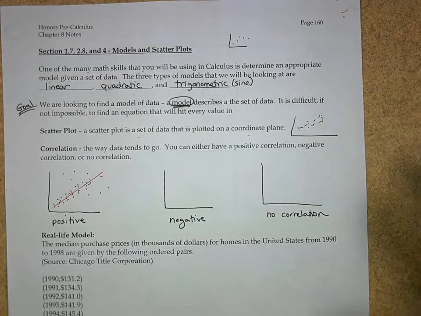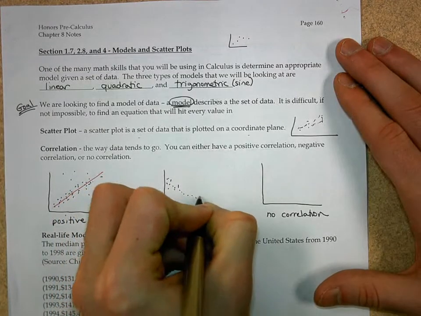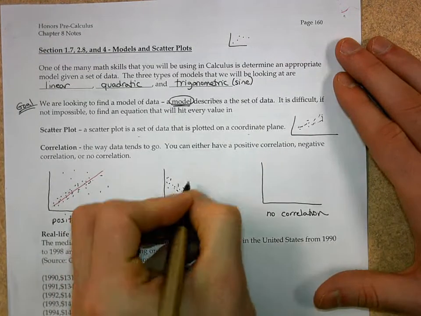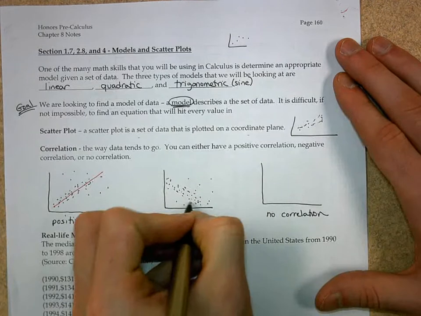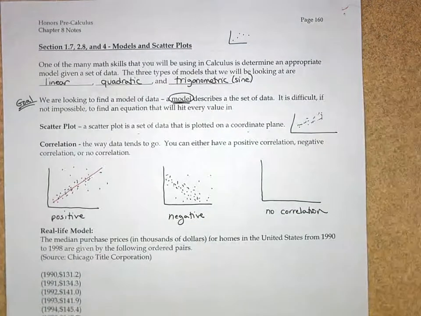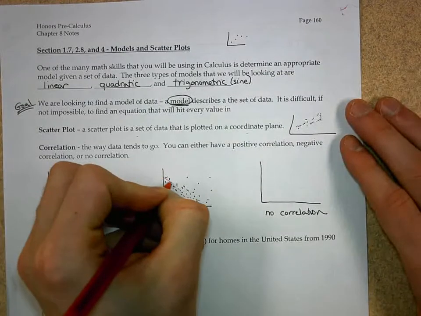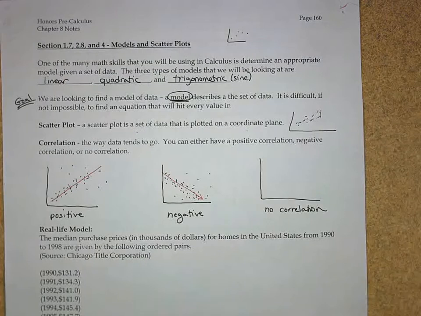Something that's got a negative correlation would look like this. I've got a bunch of points, and it looks like they're coming downward. And I could have some points scattered out here as well. But the idea is that if I look at a majority of the points, it is starting in the upper left-hand corner and then going to the lower right, which is a negative correlation.